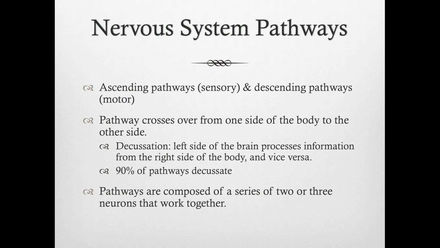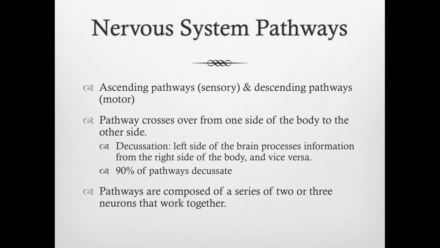So there's an ascending pathway. And an ascending pathway is information coming from the periphery up to the central nervous system. And by default, this must be sensory, because sensory information comes into the central nervous system. And then there's descending pathways. And descending pathways are by default motor. They have to be, because information leaving the brain out to the actual periphery is not sensory information. This is motor information. The sensory information has ascended up into the central nervous system, and now the motor response is descending out from that central nervous system.